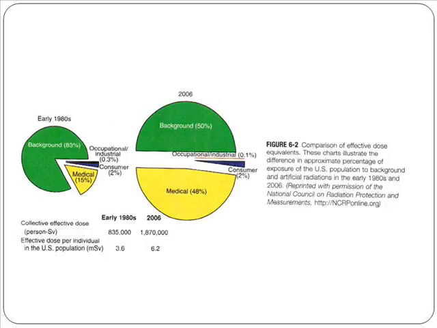So we get a lot more medical radiation now than we ever have before, and of course that's with modern technology. Notice that the occupational dose or occupational amount of radiation hasn't changed hardly at all. Slightly less than it used to be in the early 1980s, but not much at all.